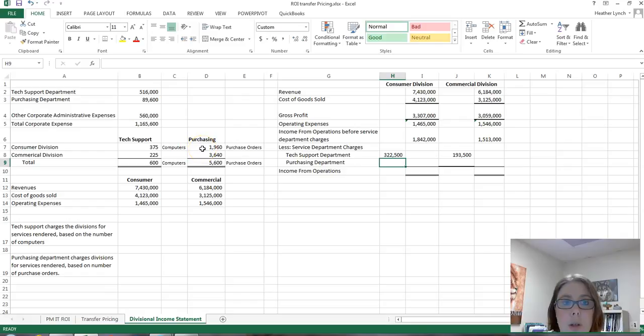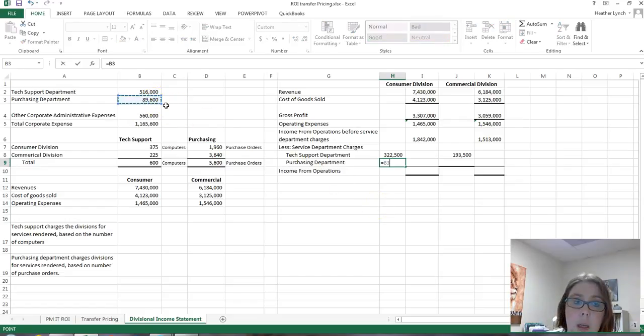Now, purchasing department, they allocate based on purchase orders. And consumer division produced 1,960 purchase orders. Commercial did 3,640 for a total of 5,600. So first we need to divide the 89,600 by the 5,600 to see what it is per purchase order, and then we'll times it by the consumer purchase orders for the consumer division, then we'll go back and do it for the commercial division. So let's go ahead and do that. Again, I'm going to take the 89,600. I'm going to divide it by 5,600. That will tell me how much each purchase order was.